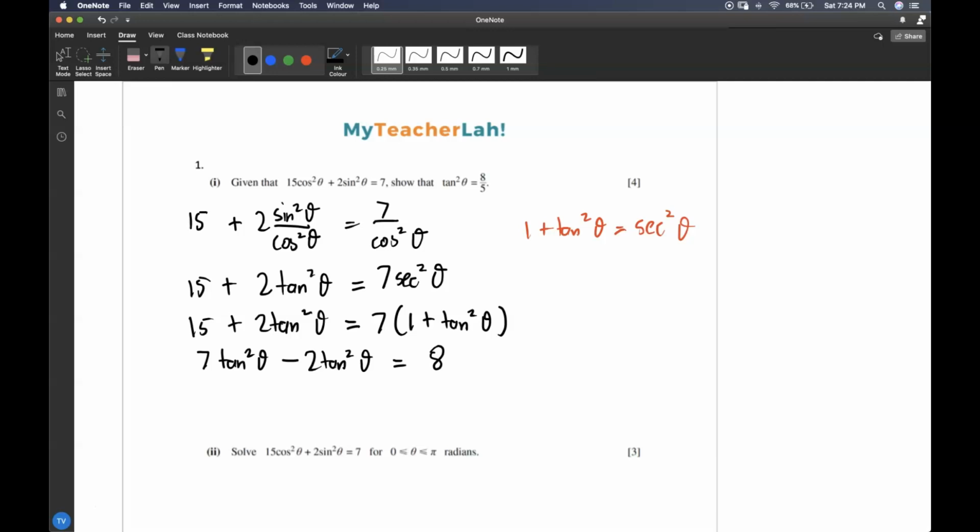Let me simplify this further. 7 minus 2 is 5, so 5 tangent squared theta equals 8. And notice that we finally end up with tangent squared theta equals 8 over 5. So we have finally shown that this is equivalent to this.